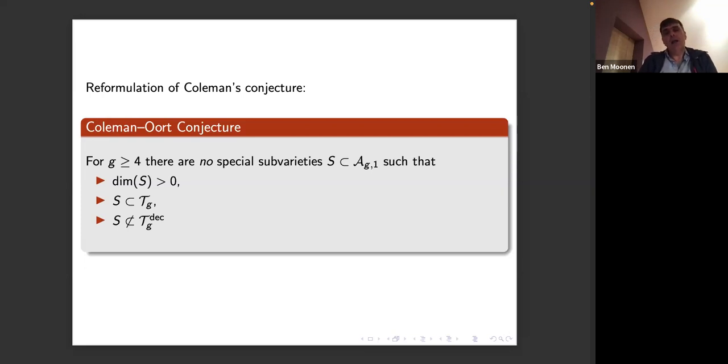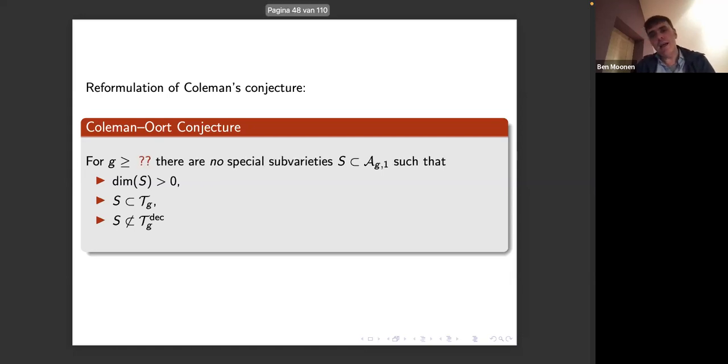Namely, it says that for g big enough, and I'll come to this in a second, there should be no special subvarieties of positive dimension that are contained in the Torelli locus. And now you have to be careful, because you don't want S to be fully contained in the boundary. You want to have actual Jacobians of smooth curves, at least generically on S. And let me immediately change the number four into a question mark. I'll get to this in a minute.